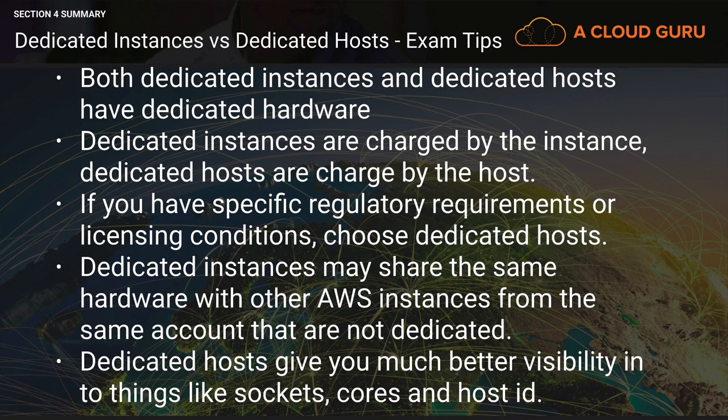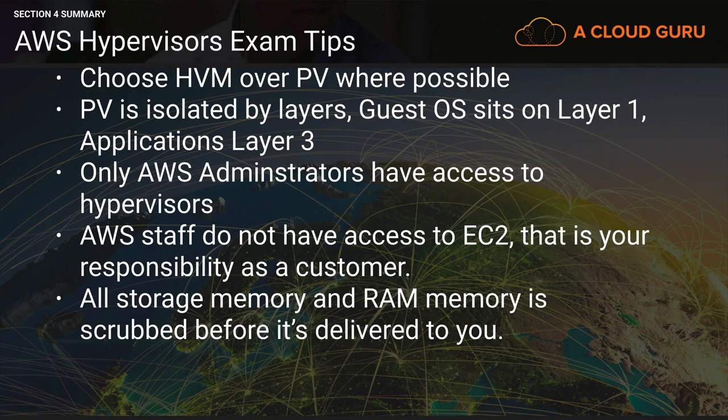And dedicated hosts give you much better visibility into things like your sockets, the number of cores available, your host ID, etc. Moving on to the hypervisors, you want to choose HVM over Paravirtual wherever possible. PV is isolated by layers. The guest operating system sits on layer 1, the hypervisor sits in layer 0, and the applications sit in layer 3. Only AWS administrators have access to the Xen hypervisors. AWS staff obviously do not have access to your guest operating systems, such as EC2. That's your responsibility as a customer. And then all your storage and memory is scrubbed before it's delivered to you.